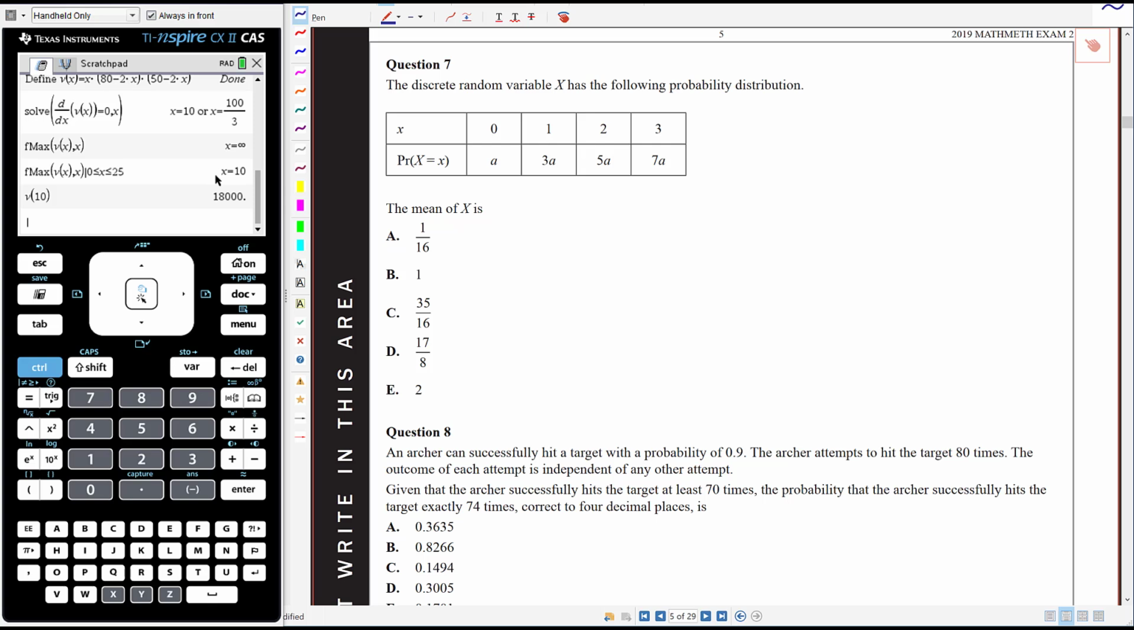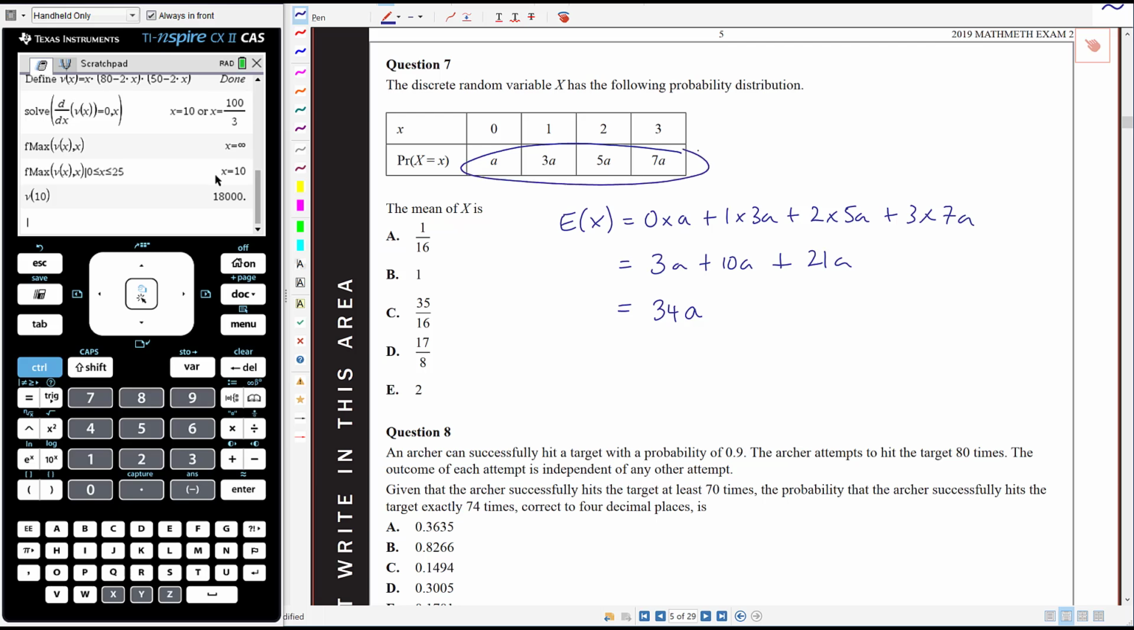So mean of x, we simply multiply each x value with its probability. So expected value of x is 0 times a plus 1 times 3a plus 2 times 5a plus 3 times 7a. Obviously your CAS can help you if needed, but to be honest, simply being able to write down 3a plus 10a plus 21a and add them together yourself is quicker. 13 plus 21, so 34a.